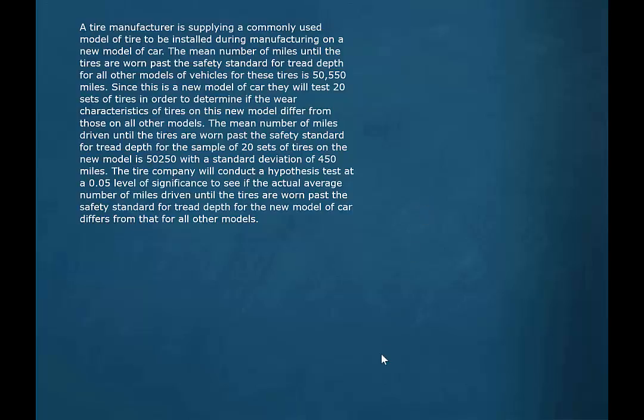So the situation is that they have been using these tires on models of cars for a while, and for all of those vehicles, the population mean has been 50,550. Now, they have taken 20 sets, so a sample size of 20, and tested them on the new vehicle and found a sample mean of 50,250. The standard deviation was 450.